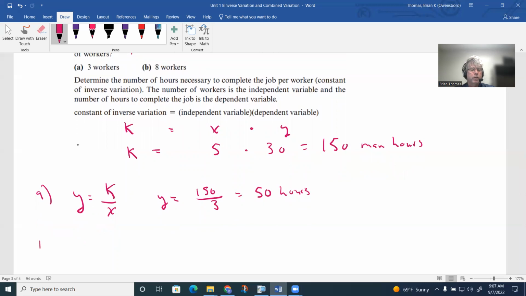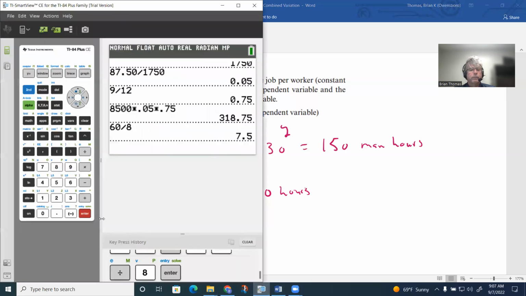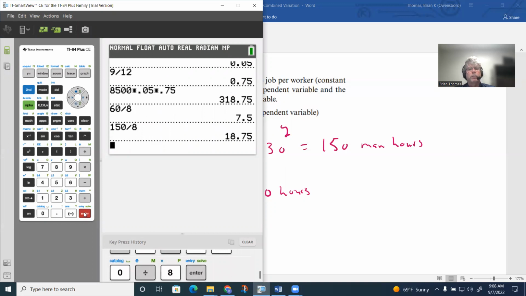So if I do part B, we have y equals k over x as our formula. So we have y equals our constant of inverse variation, 150, divided by, this time, 8 workers. So 150 divided by 8 is going to be 18.75 hours.